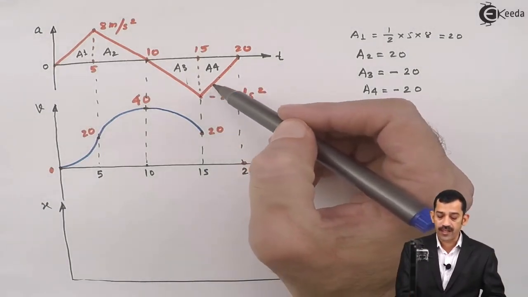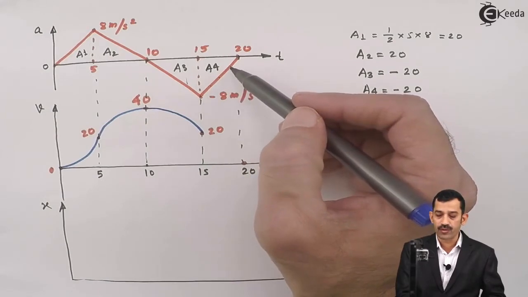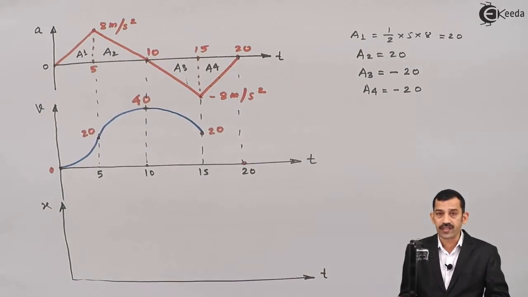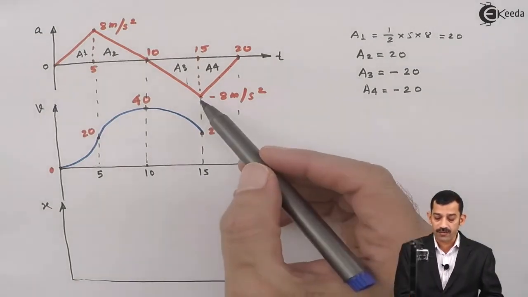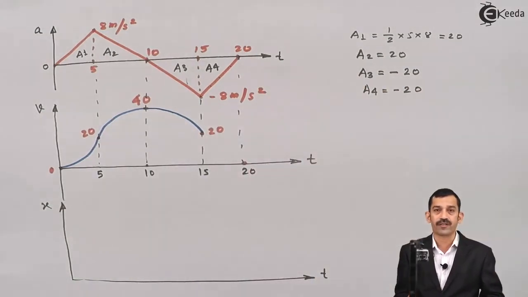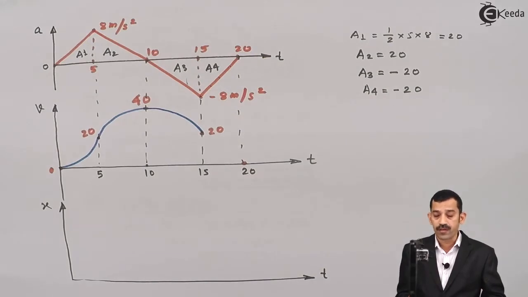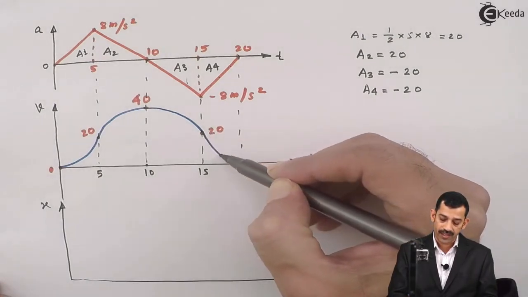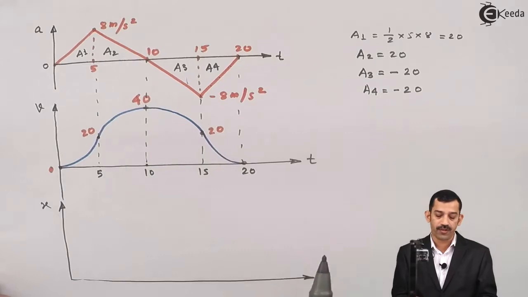-8, -6, -4, -2, 0, decreasing in negative direction. Acceleration is decreasing in negative direction, which is maximum at 15 seconds and 0 at 20 seconds. The slope of the curve must decrease in negative direction. Therefore, the nature of the curve is something like this, and all these four curves were discussed separately.